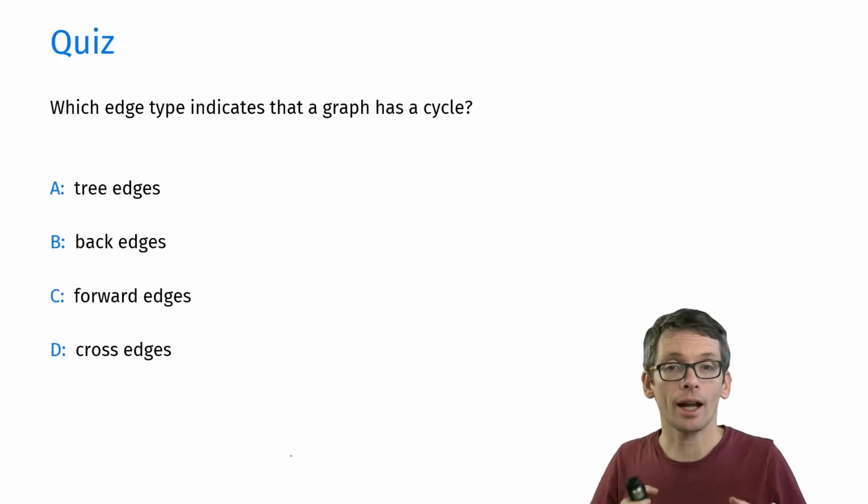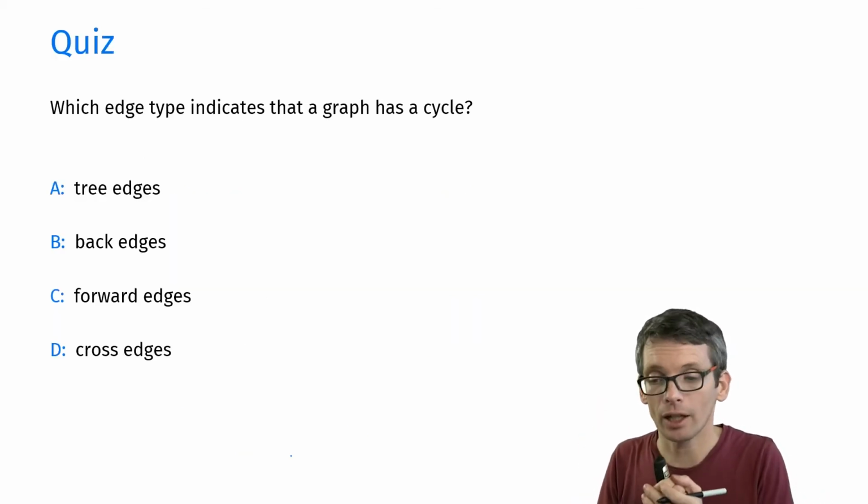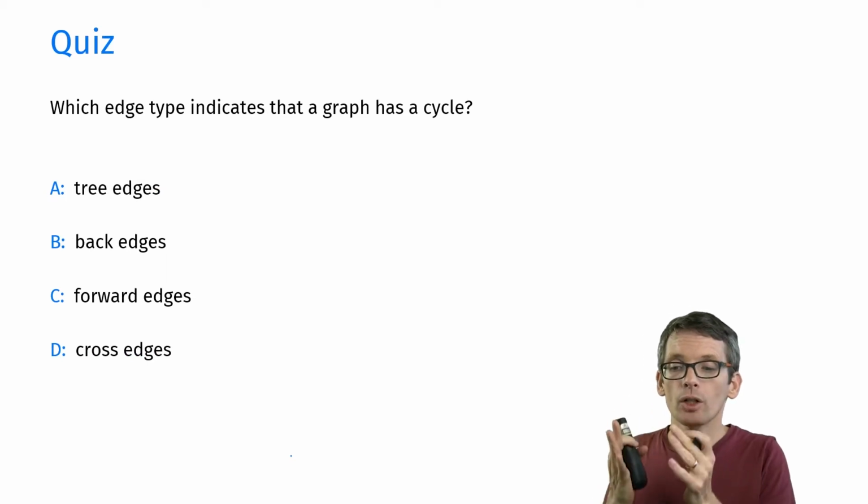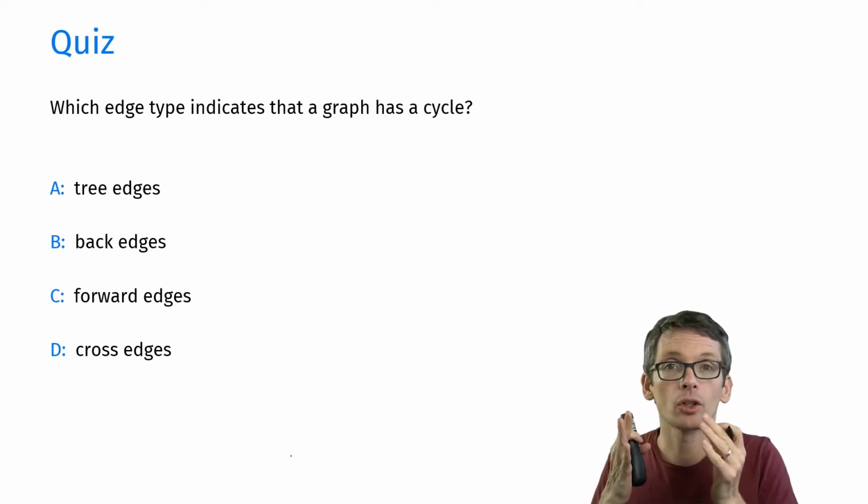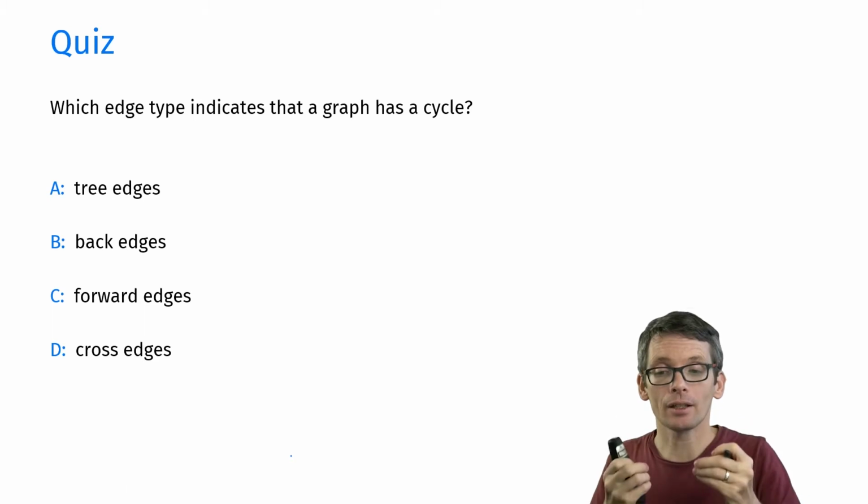Let's first have a quiz about the edge types. Which of these edge types shows us that there is a cycle?